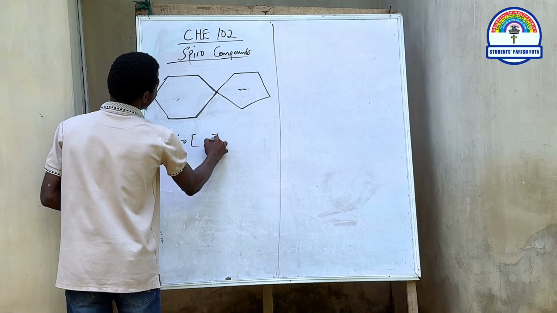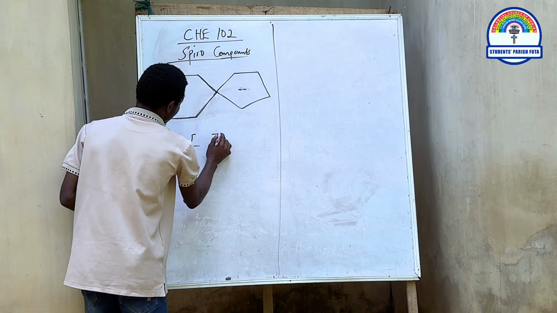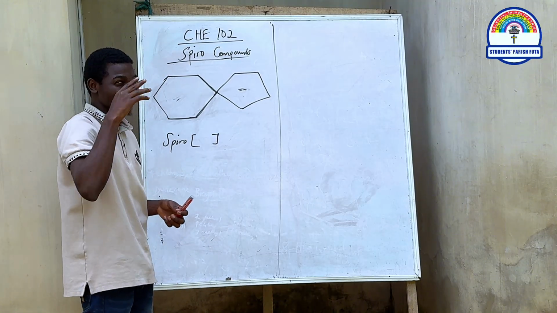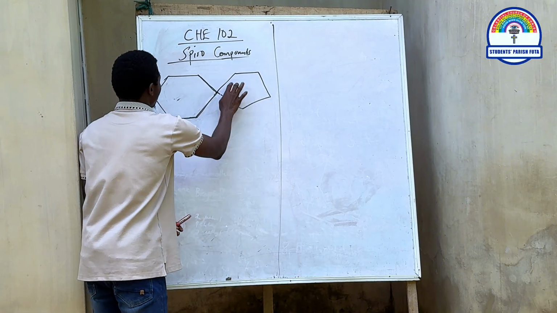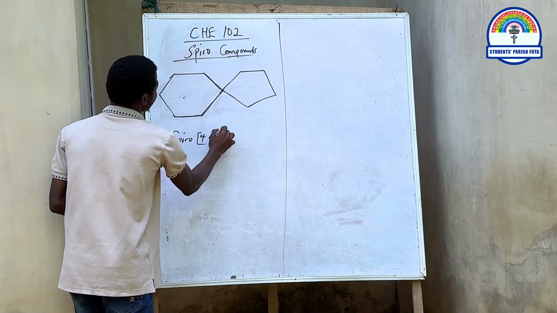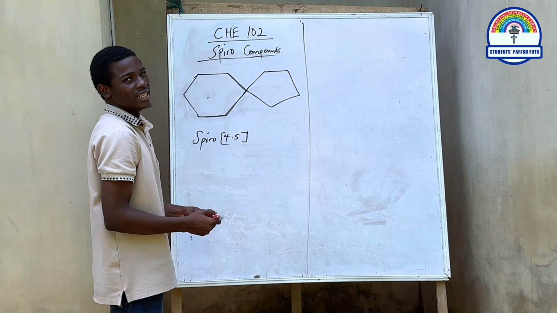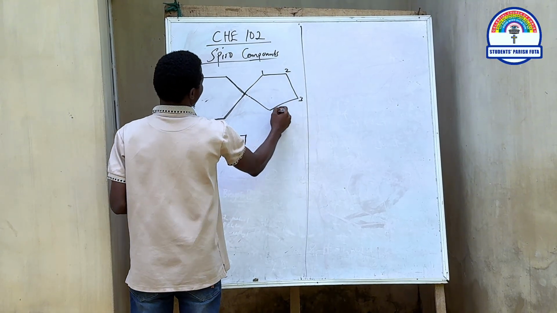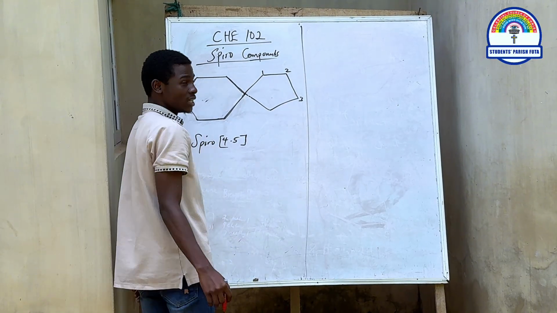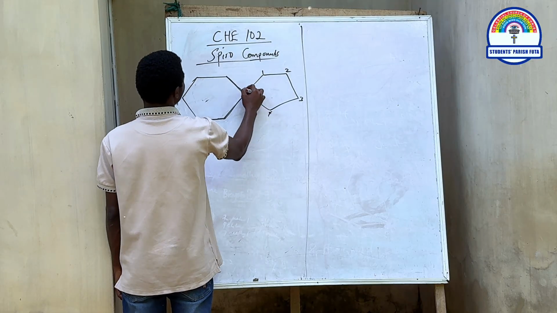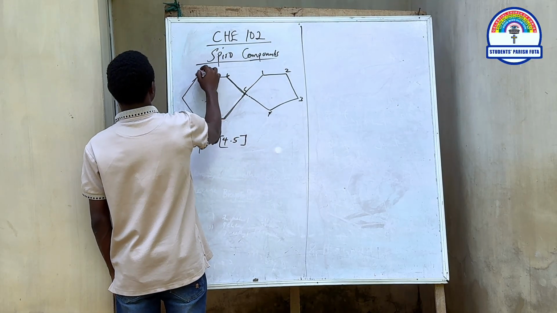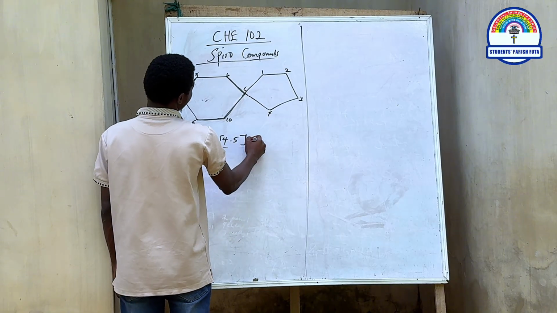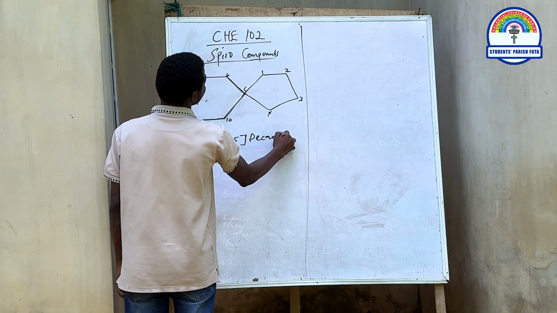Now the labeling will be in ascending order, unlike Bicyclo that is descending order, highest number to lowest. So this one, ascending order. This is 4, this is 5. So you go with 4, 4.5. So Spiro 4.5. Then you name the whole compound. You count the number of corners you have: 1, 2, 3, 4, 5, 6, 7, 8, 9, 10. So Spiro 4.5 again.